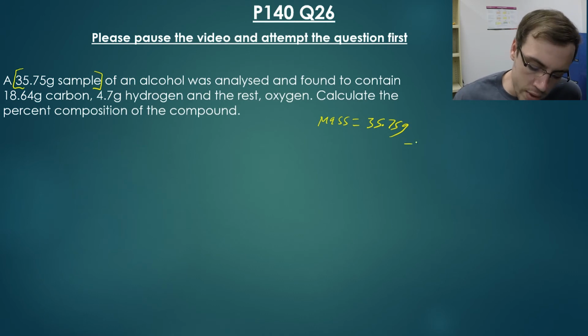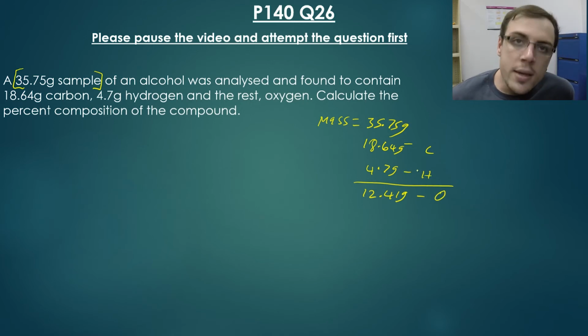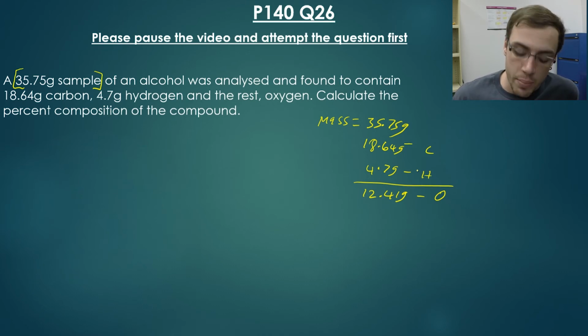So we know that we have 18.64 grams, and that's for carbon. And we also know we have 4.7 grams of hydrogen. So we subtract these 2 numbers from 35.75, and we're going to get 12.41 grams of oxygen. Now that we have the individual masses of our elements, we can get the percent composition of this compound by comparing each of these individually to the total mass. So we will do carbon first.